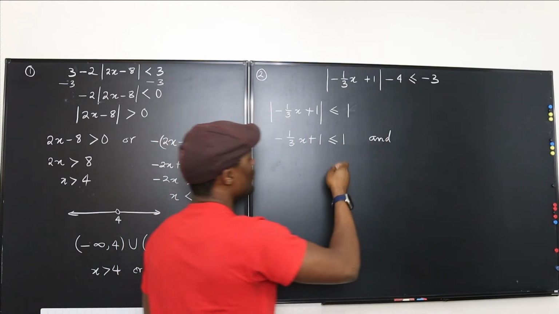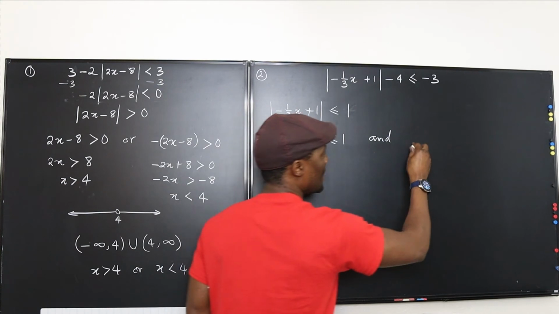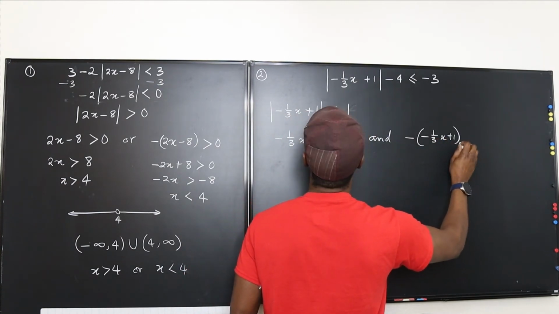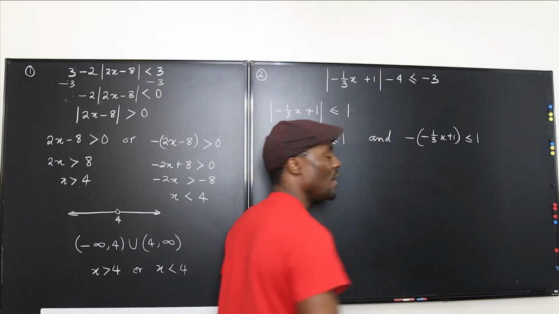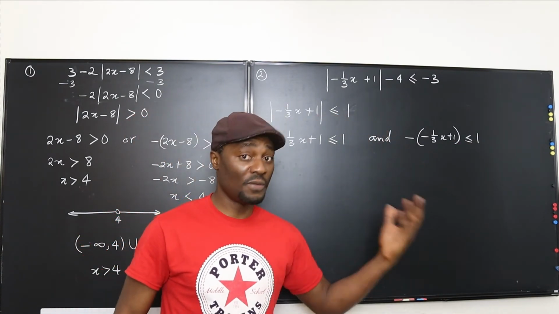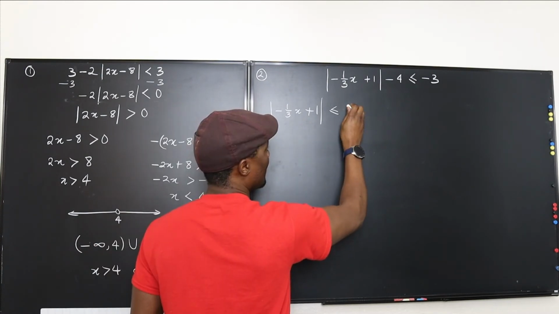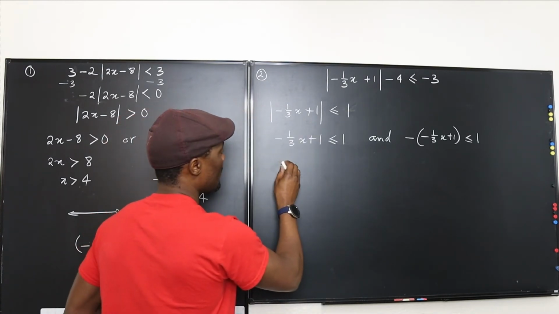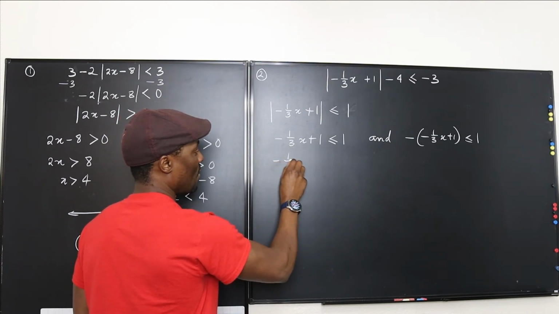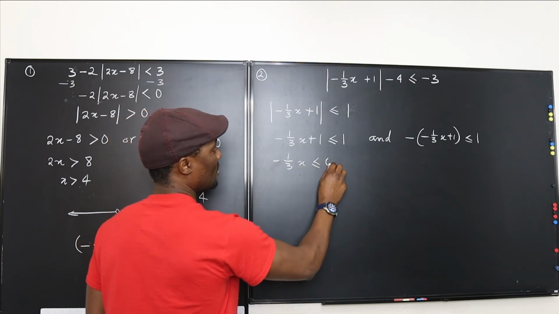In this case, it's going to be and, because that tells you you need to have an intersection. Remember, we're going to change the sign here. So it's going to be negative 1 over 3x plus 1 is less than or equal to 1. Notice I didn't change the sign. So don't change the sign. If the sign will change by itself, you'll find it in the calculation. So here we go. I'm going to take this away from here and have negative 1 over 3x is less than or equal to 0.